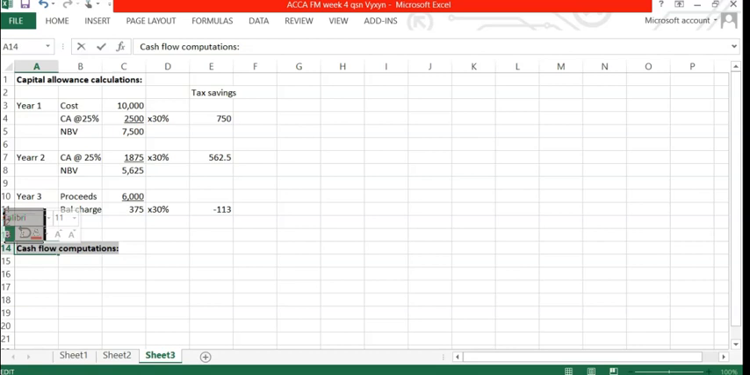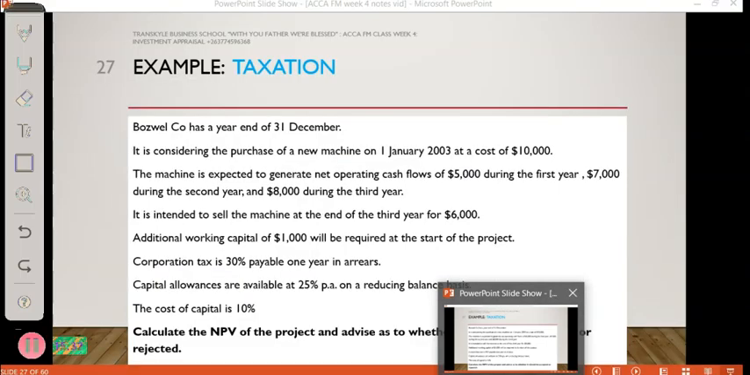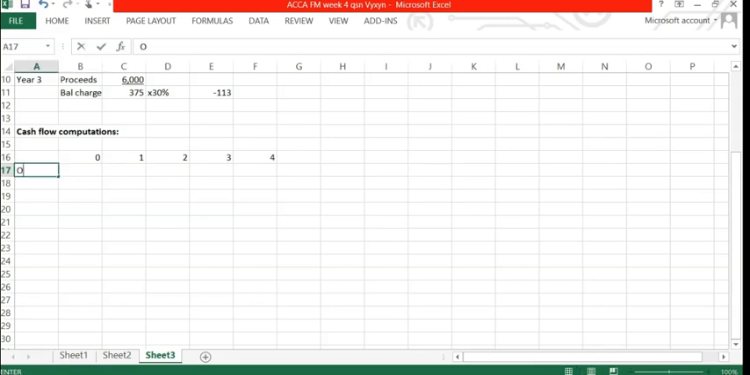All right, and then you start as usual with year 0, year 1, year 2, year 3. You can put your year 4. It doesn't matter. Sometimes because of these taxations, remember the tax here is paid in arrears, so obviously year 4 is going to be required. And then from the question, we're given the net operating cash flows of 5,000 during the first year, 7,000 during the second, and 8,000 during the third. So you come here and say operating flows. Year 1, we've got 5,000. Year 2, 7,000. Year 3, 8,000.